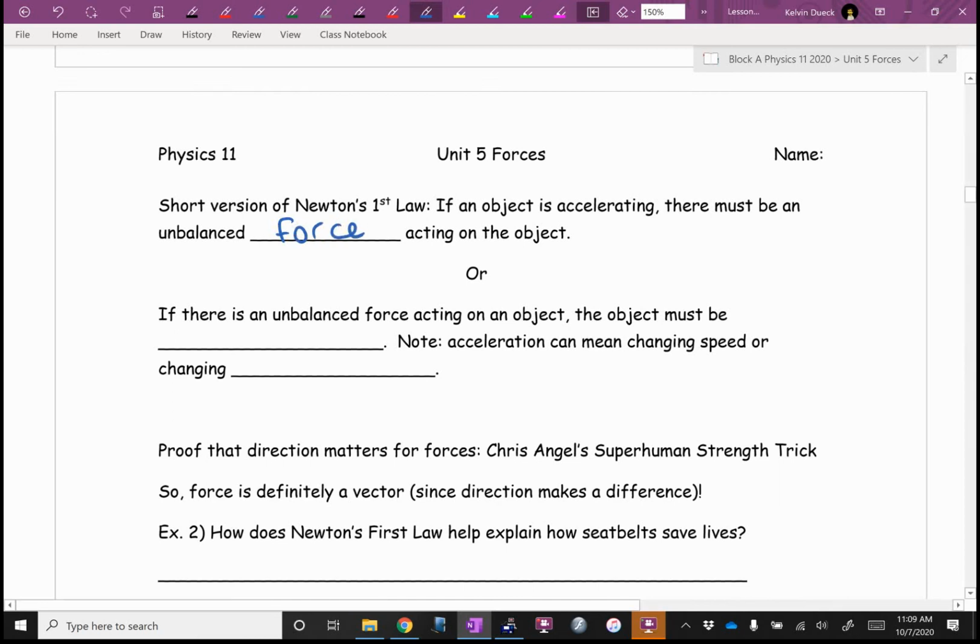Or if there's an unbalanced force acting on an object, the object must be accelerating. Remember, though, acceleration can either be a changing speed or a changing direction. So that's how I know if you're going around a corner in a car, even if your speedometer isn't changing, since your direction is changing, you are accelerating. There is an unbalanced force acting on you. Has to be.